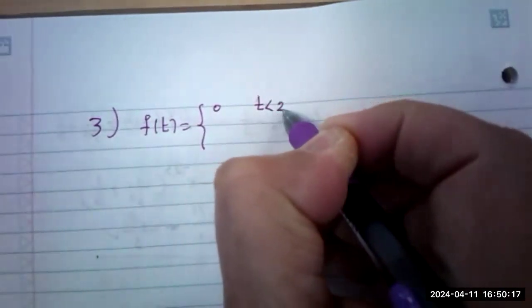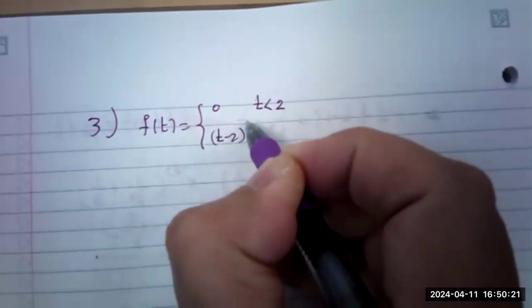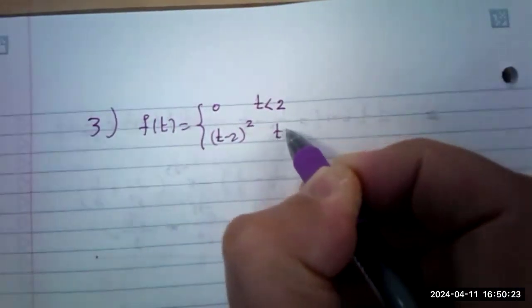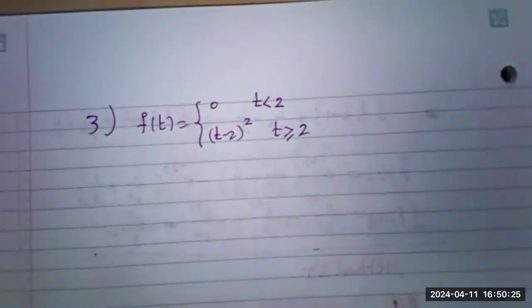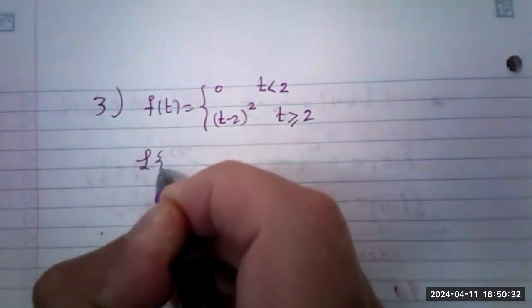The function is t for t less than 2, and t minus something, all squared, for t greater than or equal to 2. You see, that's your function. And of course, we want to find the Laplace of this function, Laplace of f of t.